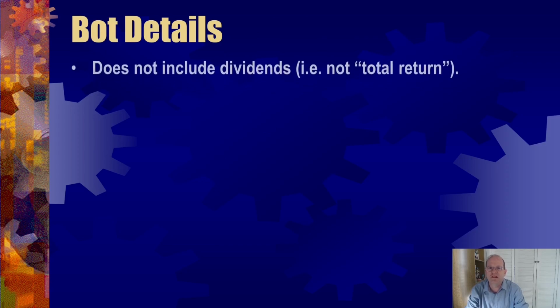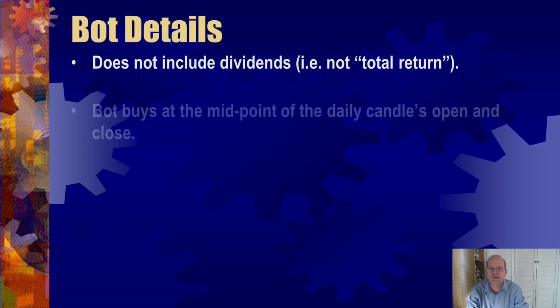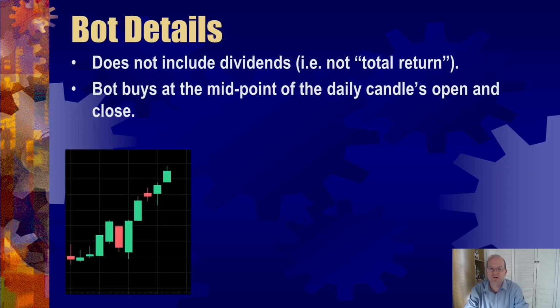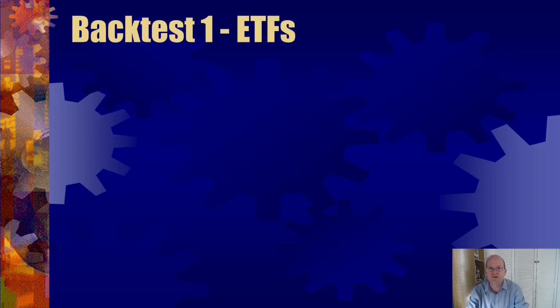Just to be clear, it doesn't include dividend data, so we're not looking at total return. And the bot buys at the midpoint price of the daily candles open and close. So, for example, on this day here, it would buy here. On this day here, it would buy here. I've done this because this is realistically a price we would be able to buy at in real life. It does also exclude taxes or dealing charges. So let's get going and do the first backtest.